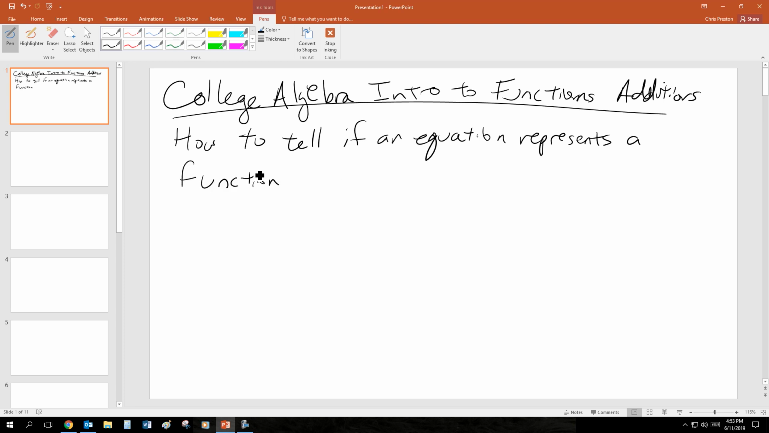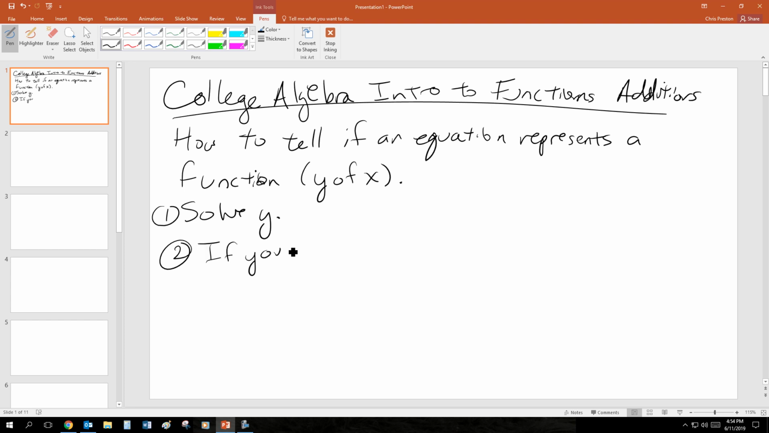And though it's not always stated, a function of y of x. So how do we tell? What you do is you solve for y. If you get one answer, then it is a function. If you get more than one answer, it's not.